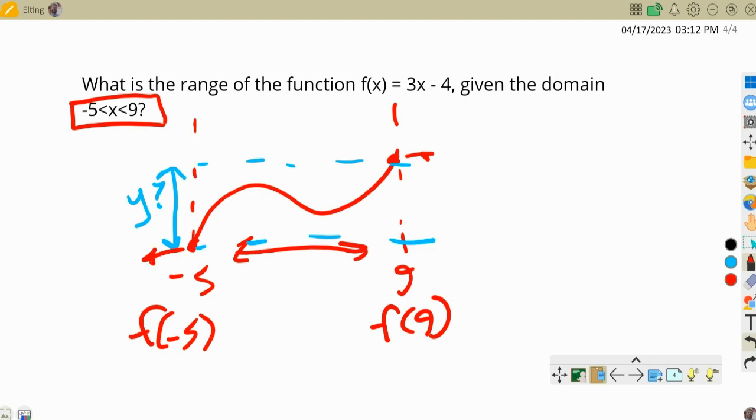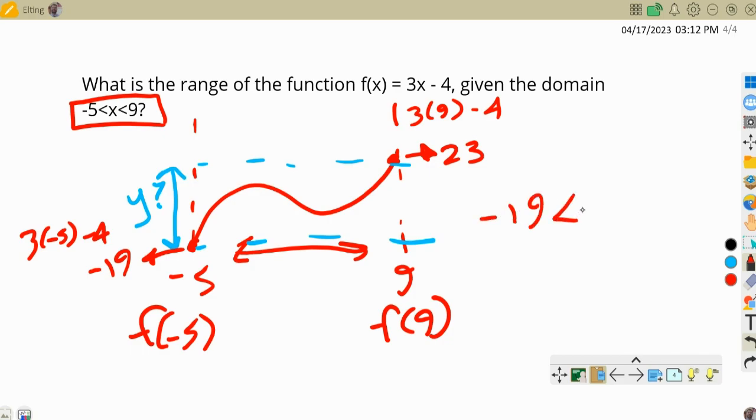of these points. So for 9, that would be, let's see here, 3 times 9 minus 4. 27 minus 4 is 23. So 23 would be the high point. This has a height of 23. Or if I put in -5, that would be 3 times -5 minus 4. That's -15 minus 4. So apparently the low point is -19. So I know that this function falls in between -19 and 23 in that order.